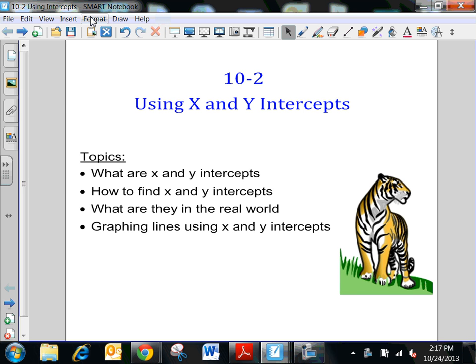Okay, the lesson for today is 10-2, and it's talking about X and Y intercepts. You can read the topics that are on the board, those 4 topics. What are X and Y intercepts? How do we find them? What are they in the real world? And then graphing lines using X and Y intercepts. So copy those down, take good notes, we'll check them in class tomorrow.